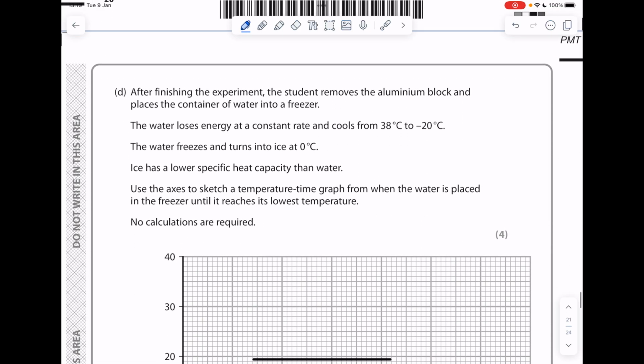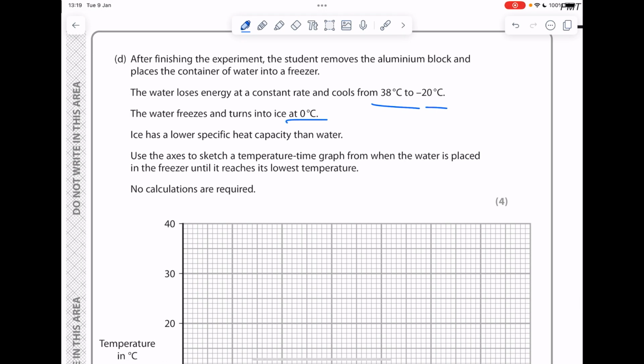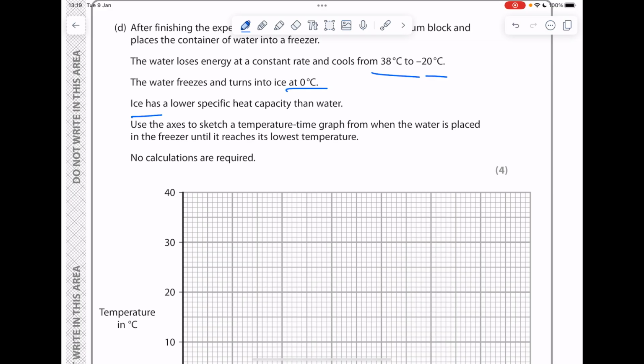After finishing the experiment, the student removes the aluminium block and places the container of water into a freezer. It loses energy at a constant rate and cools from 38 degrees to minus 20. The water freezes and turns to ice at 0. Ice has a lower specific heat capacity than water. Use the axis to sketch a temperature time graph from when the water is placed in a freezer until it reaches its lowest temperature.